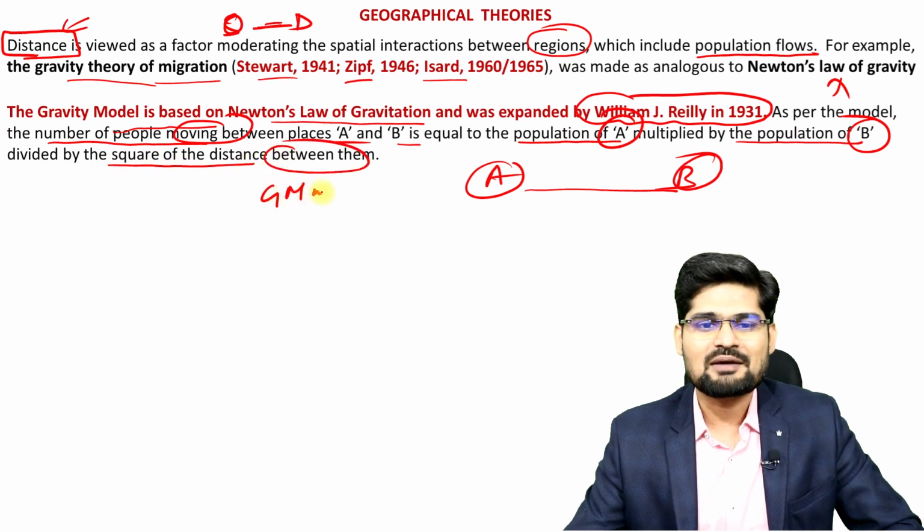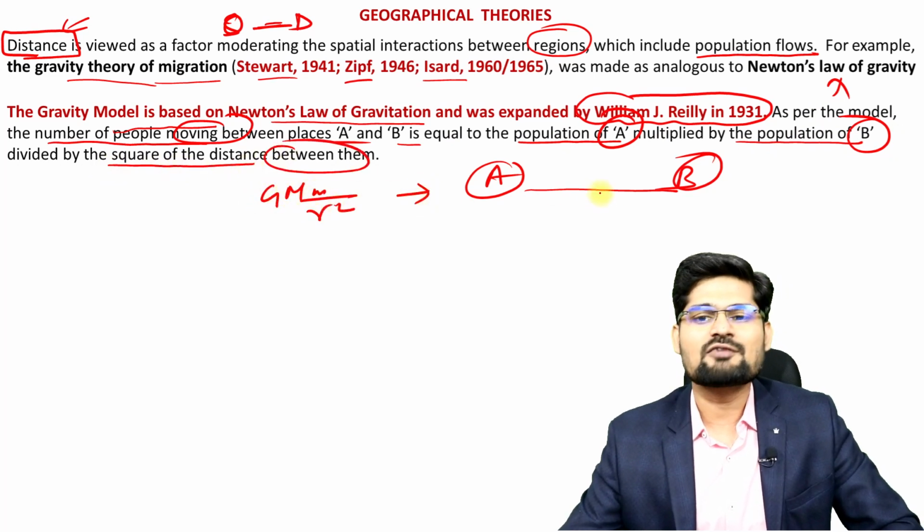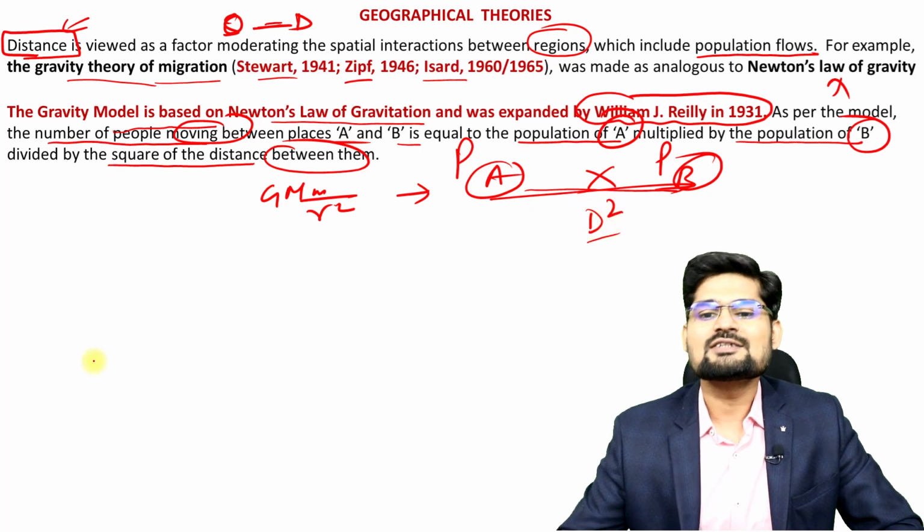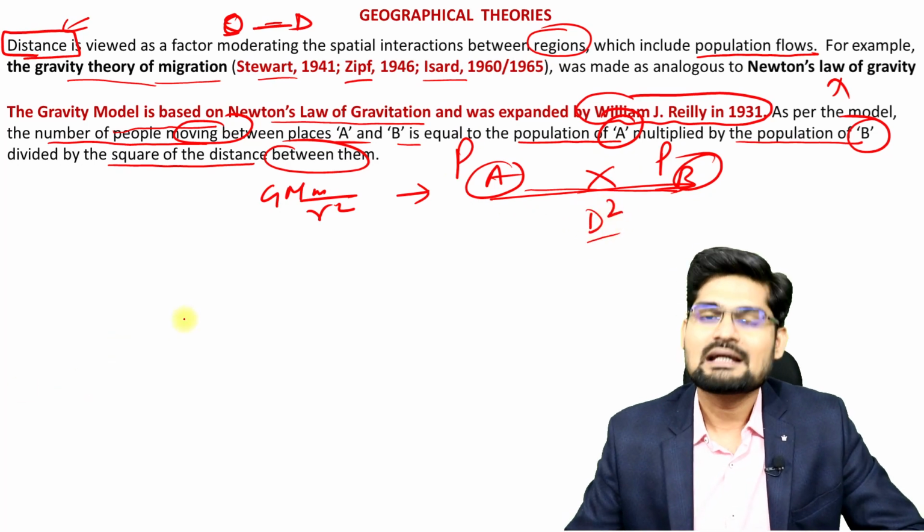Remember GMM by R square? The same formula was used here. So population of A multiplied by population of B by the distance squared. This is how it was to be calculated.